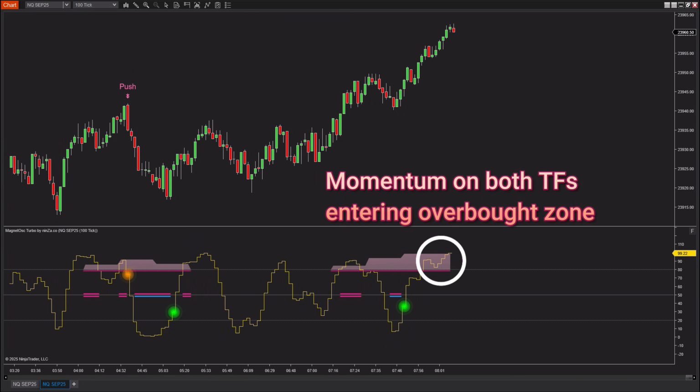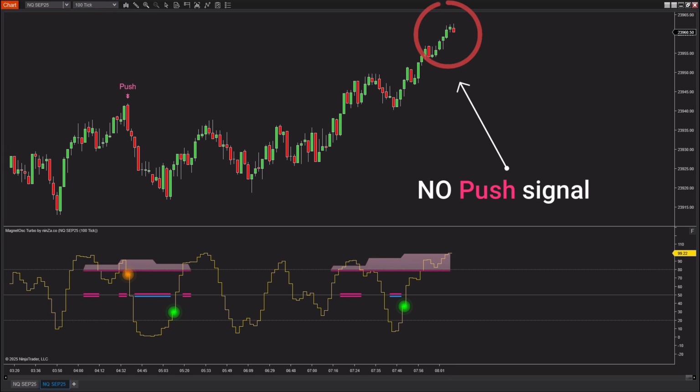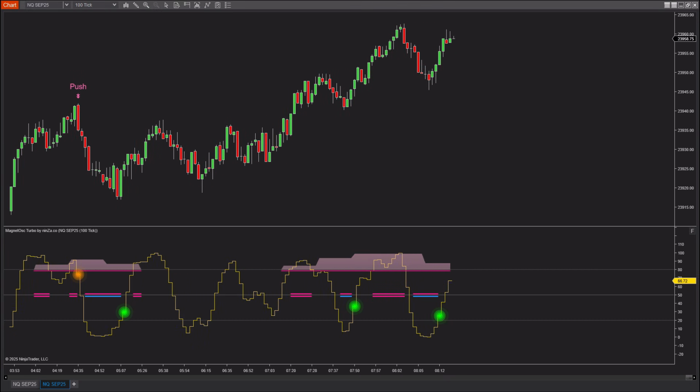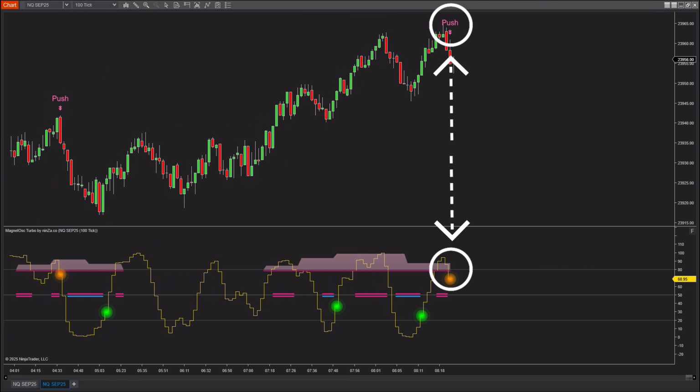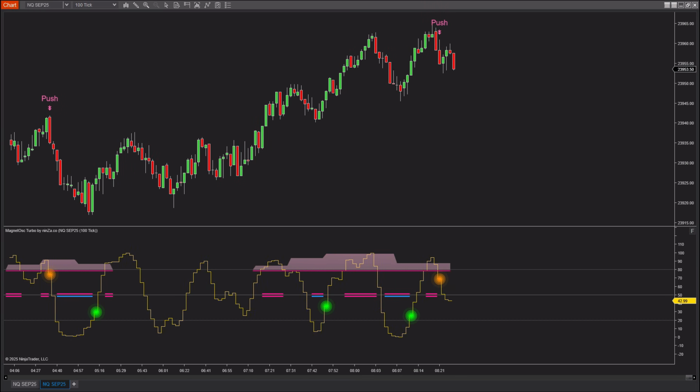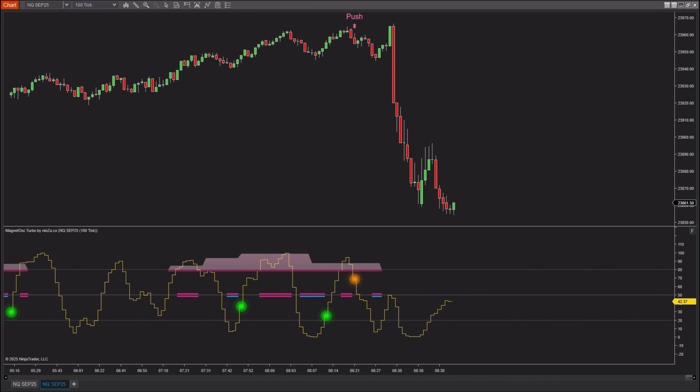In another example, the mechanism works the same way, but this time the market remained in the overbought zone for a longer period. Even though both time frames had already signaled overbought conditions, the indicator didn't rush to generate a signal. Instead, it waited until a reliable candle appeared, and only then did the push signal form. This prevents traders from entering too early while the uptrend is still strong, allowing them to act only once a more dependable signal is confirmed.